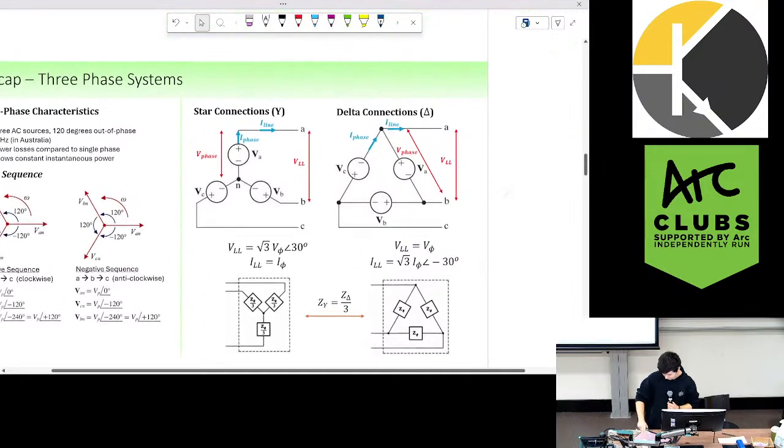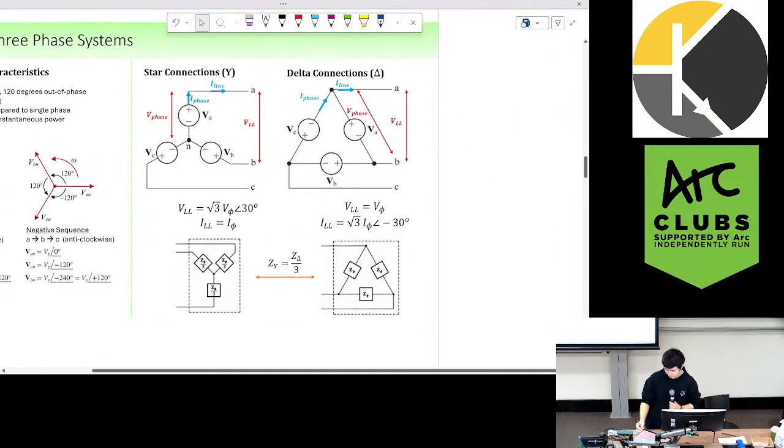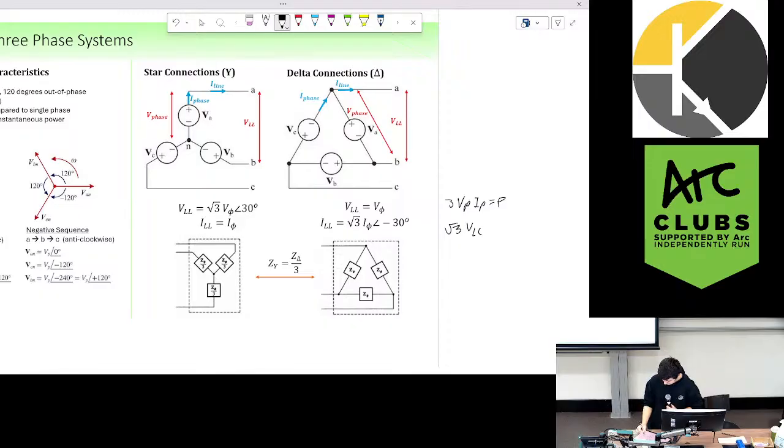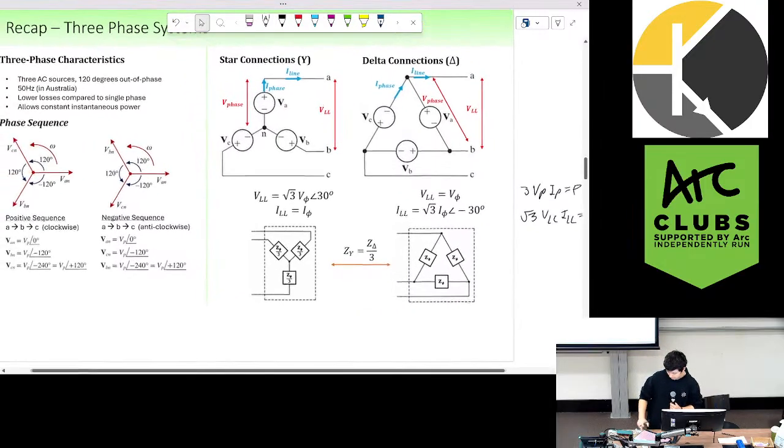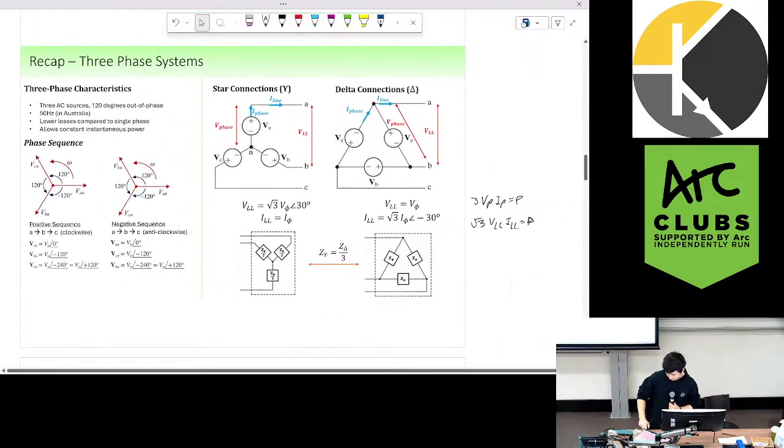Some things to note: typically with power, we enjoy using V phase, I phase equals our total power. Something I might recommend you consider is that it's the exact same as just going V line to line, I line to line equals power, just because we know that a lot of our rated values are in the form of line to line things, so that might be useful. All right.